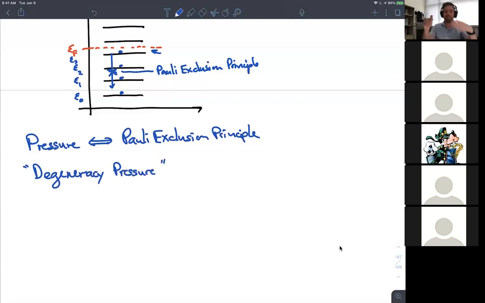Okay, so it's a pressure that arises from the fact that essentially fermions cannot be degenerate. They can't occupy the same energy levels, and the Pauli exclusion principle is preventing them from being degenerate, and this lack of being degenerate leads to a pressure. Okay, so there are lots of places where this is extremely important. All right, so one example where degeneracy pressure becomes important is a neutron star.